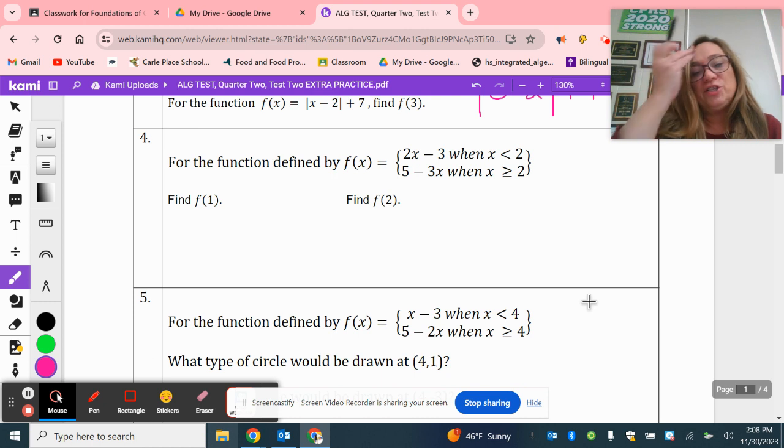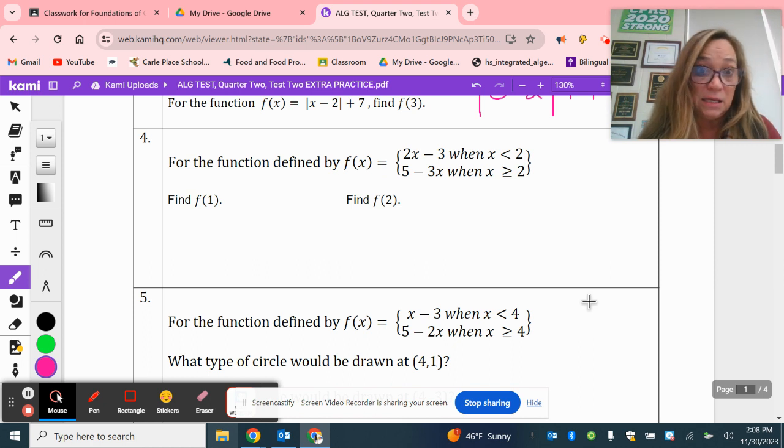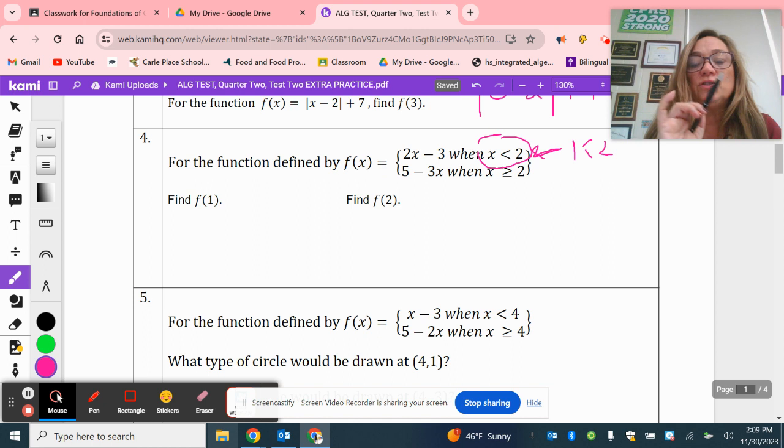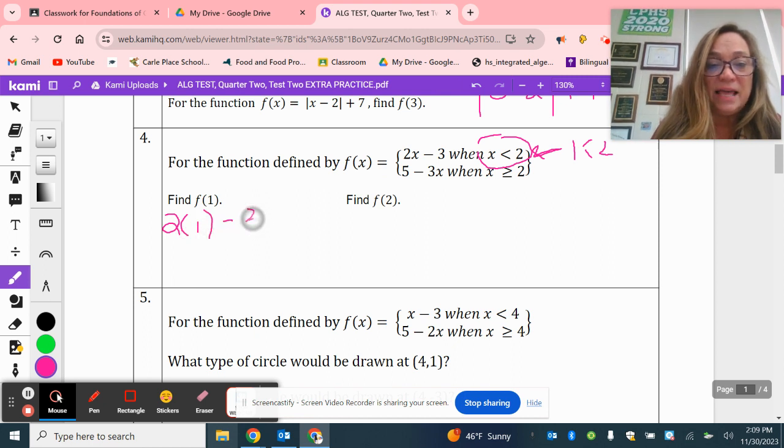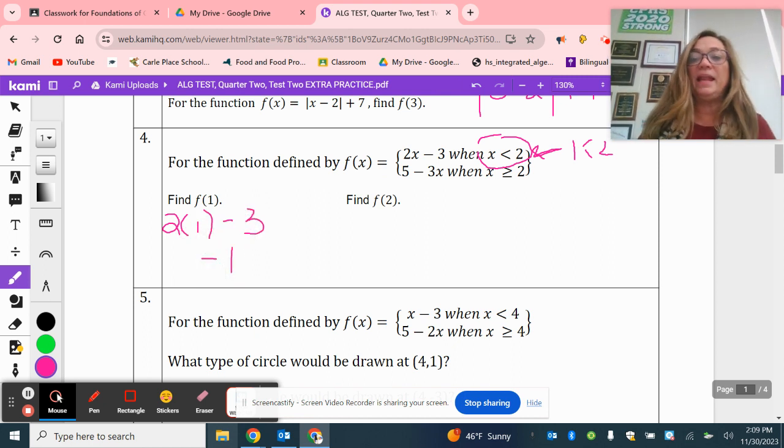Okay. For the function defined by, so this is piecewise, which means you have to figure out which piece you're using. So when x is 1, I would be using this first piece here because 1 is less than 2. And I'm looking at this part of the function, okay? So since 1 is less than 2, I'm going to use that part. So I substitute a 1 in place of the x, and I just calculate my answer. And again, use the calculator.